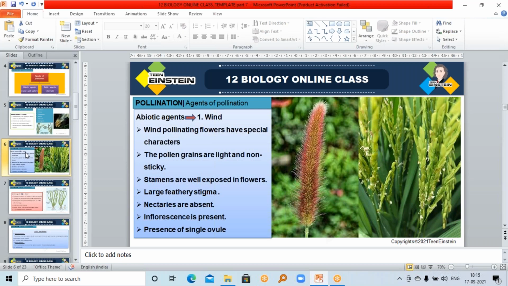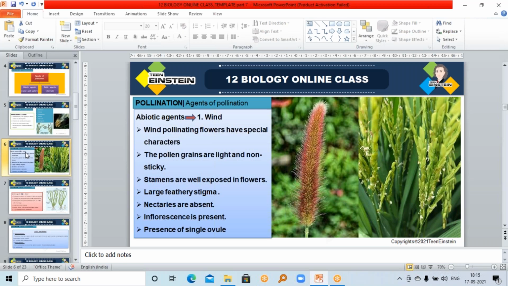So these plants will have light-weighted pollen grains and they are non-sticky because they are carried by wind. If it is heavy, wind can't carry it, right? It won't move, or it won't move much distance. And the next point, they are non-sticky. If it is sticky, it won't move, right? It will stick on the anther only, or the pollen grains will stick to each other. It can't come out of the anther itself. So when wind comes, if it is non-sticky, that can move.